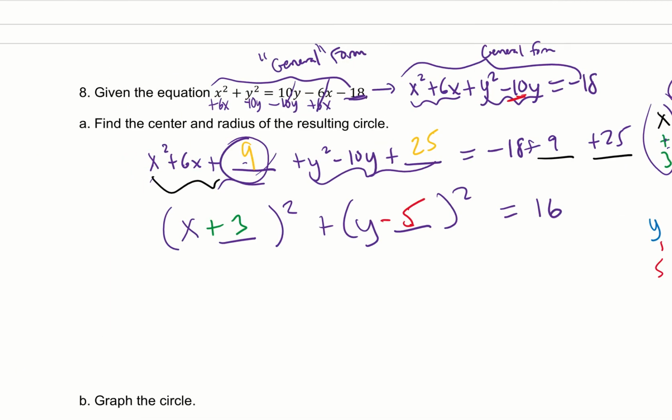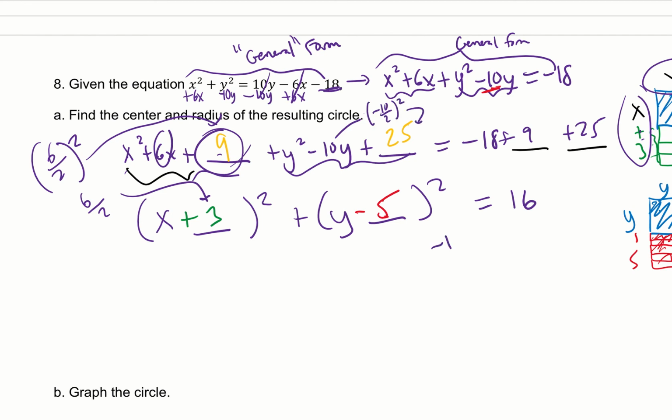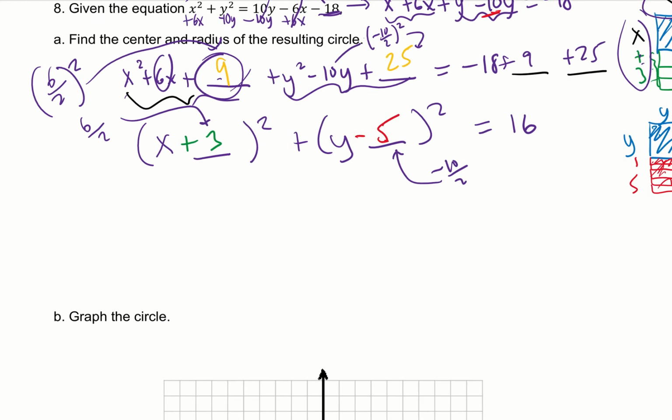All right, the shortcut. I mentioned that there's a shortcut. Take that 6 divided by 2 and square it, and that gives you 9. You take that same number and divide it by 2, you get 3. Same thing here, negative 10 divided by 2 squared gives me 25. Take that same number, negative 10, and divide it by 2, and you'll get negative 5. Okay, so there's a shortcut for that.